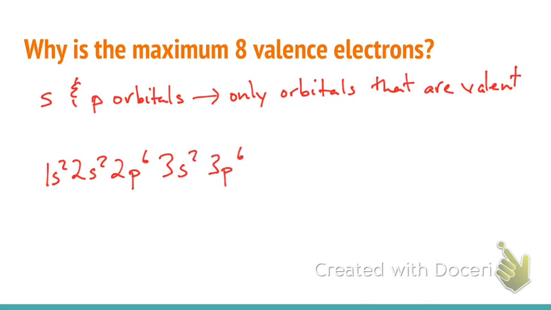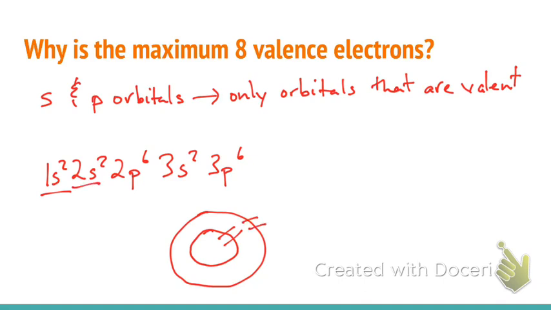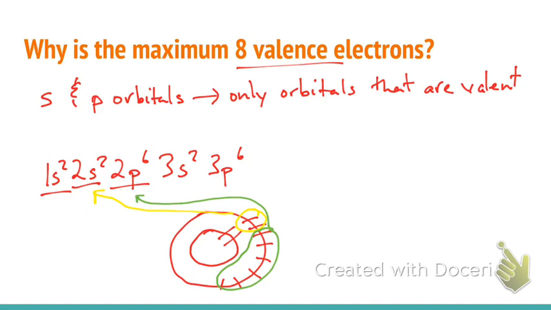If I stop here and I draw my Bohr model, here's my 1s2. On my second energy level, I have 2s2, so here it is. Here's 2p6, 1, 2, 3, 4, 5, 6. So right now I have 8 valence electrons, right? And we're saying the maximum is 8 valence electrons. 2 of these are the s orbitals, and 6 of these are from the p orbitals, right?